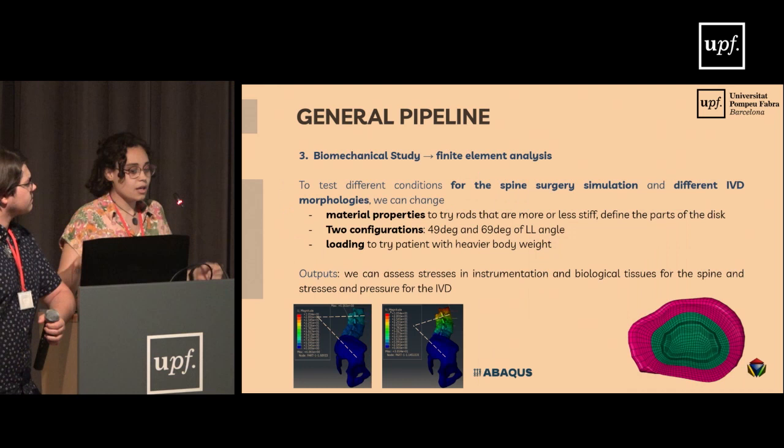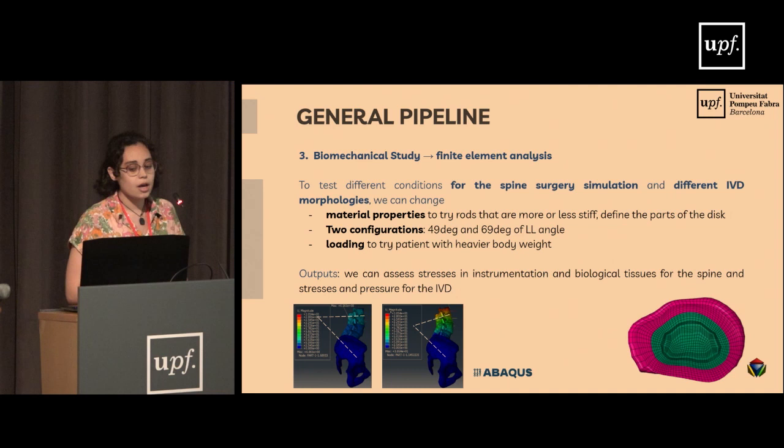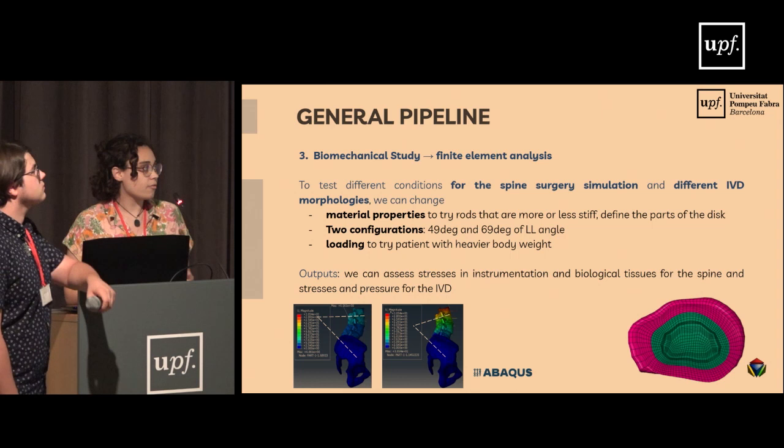Finally, we started the biomechanical study, and for this, material properties, kinematics, boundary conditions, different loadings and steps needed to be defined, both in the spine and the intervertebral disc, and for this we used different programs. For the intervertebral disc, we used FEBio, and for the spine, we used Abaqus.